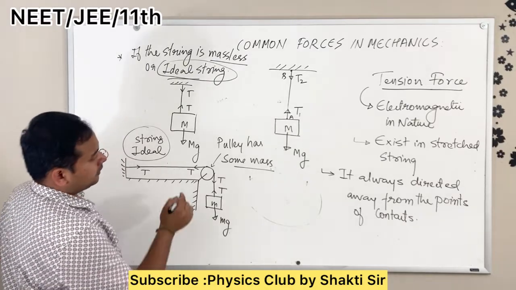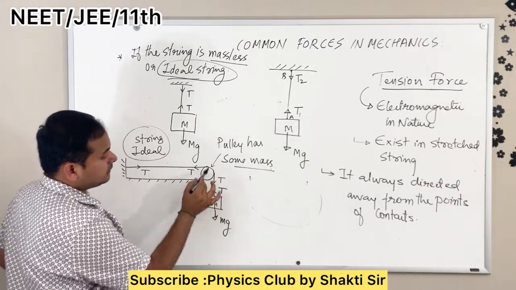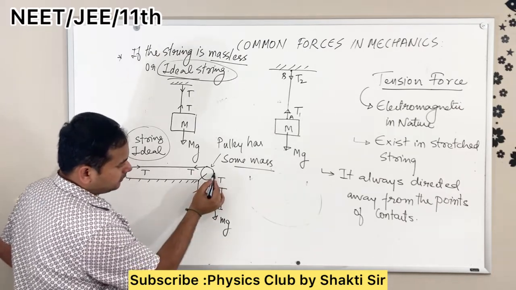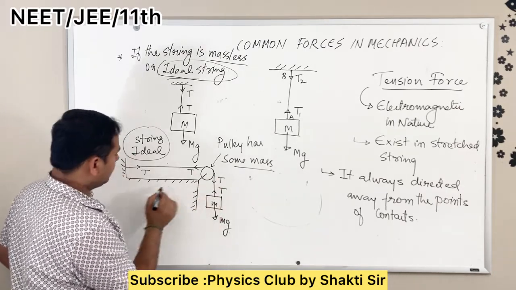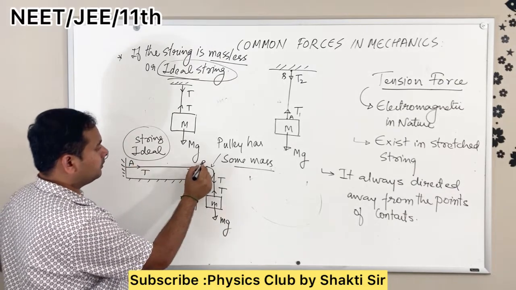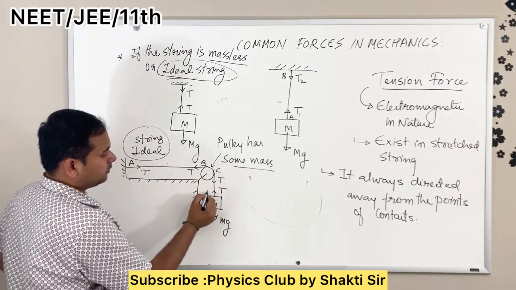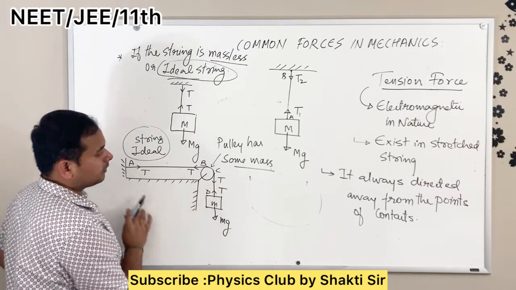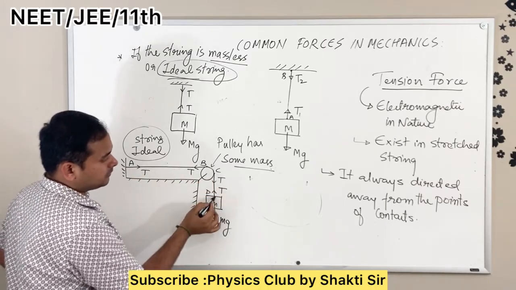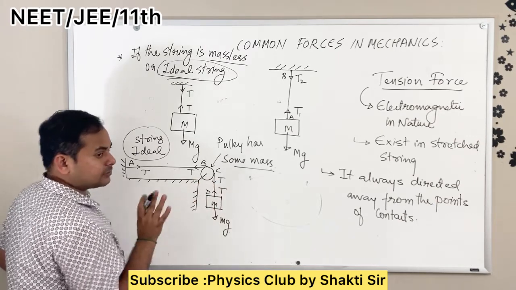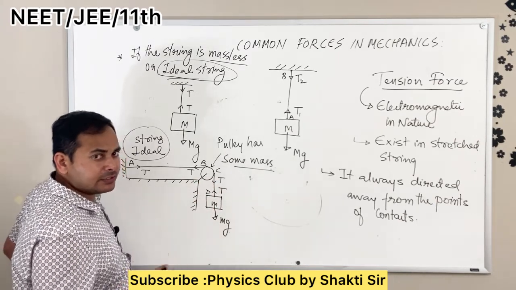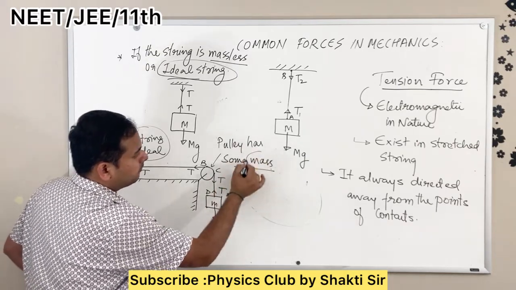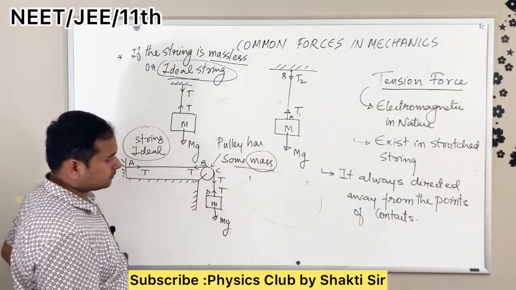Now this single string behaves as two different strings. One from this to this, or we can say A to B and C to D. This is one part of the string, or one string, and this is the other string. So the single string behaves as two different strings. Why does it behave as two different strings? Due to the mass of the pulley.